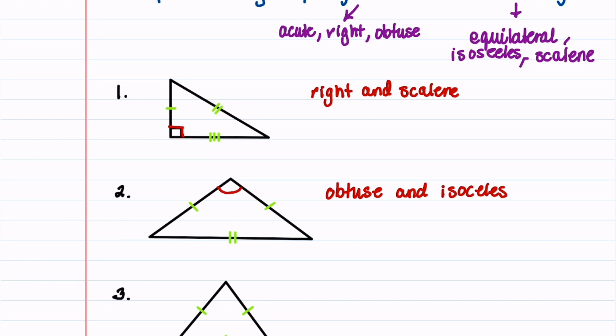Our last triangle has three acute angles. Those are a little bit easier to see. And three sides of equal length. So this triangle can be classified as acute and equilateral.